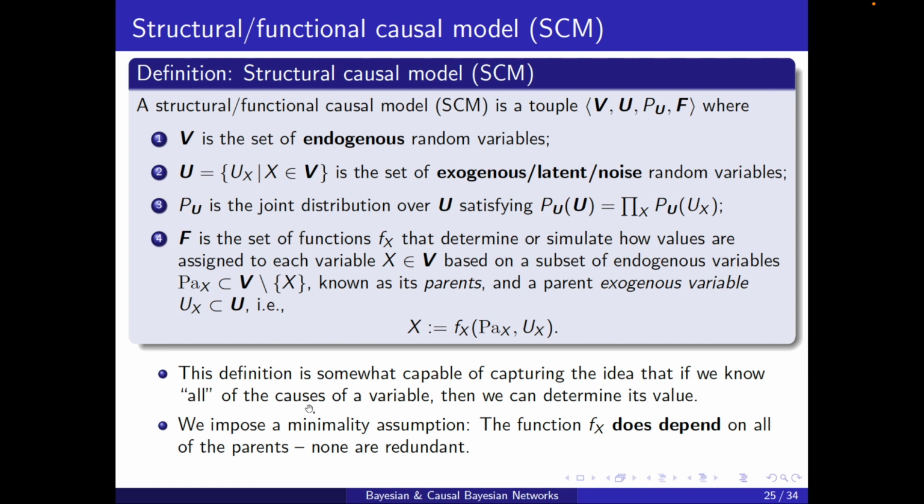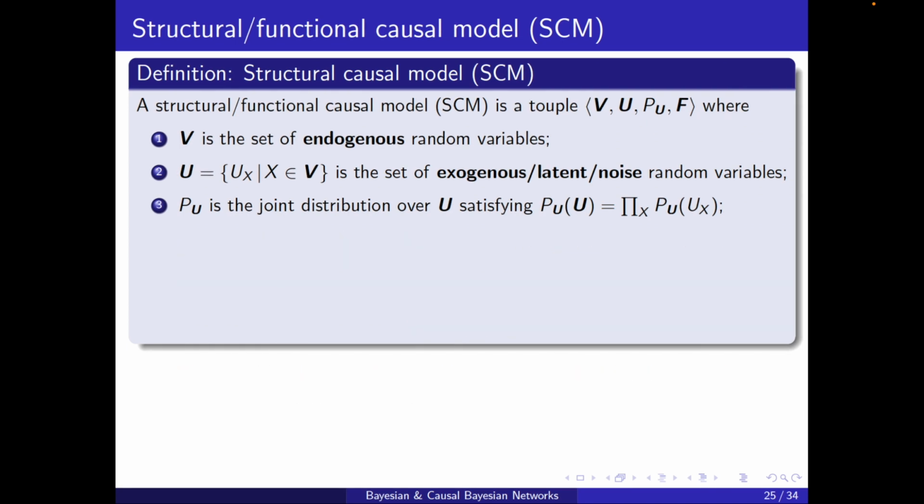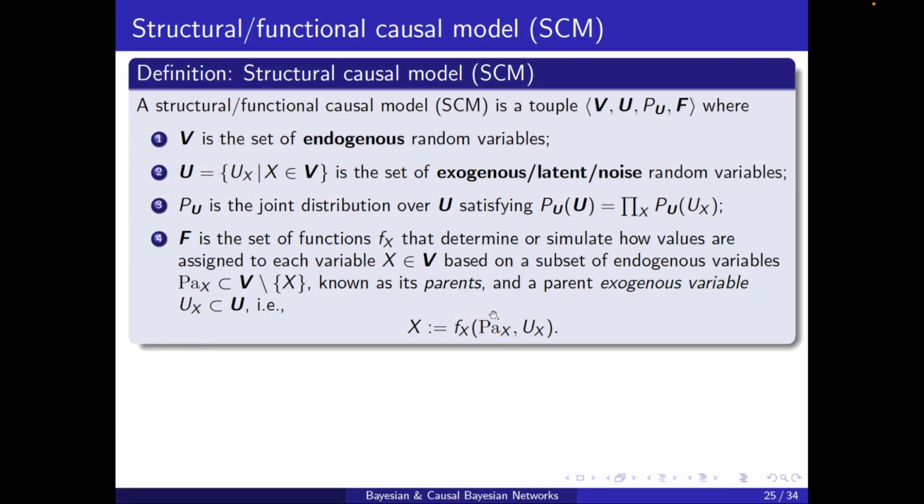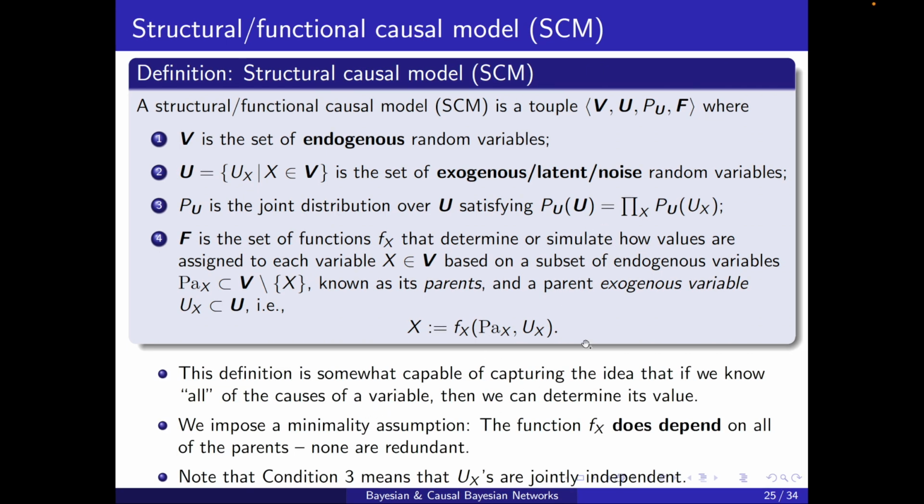Now here we impose a minimality assumption. The function f_X does depend on all of its parents. None are redundant. So for example, here, if I had 0 and instead 1 here, then O would basically depend only on the value of U_O. It would be 1 when U_O is 1, and it would be 0 when U_O is 0. It wouldn't depend on C. So we're excluding this possibility. We're saying that once we write this down, it means that f_X really depends on all of them. And finally, condition 3 means that the U_X's are jointly independent.